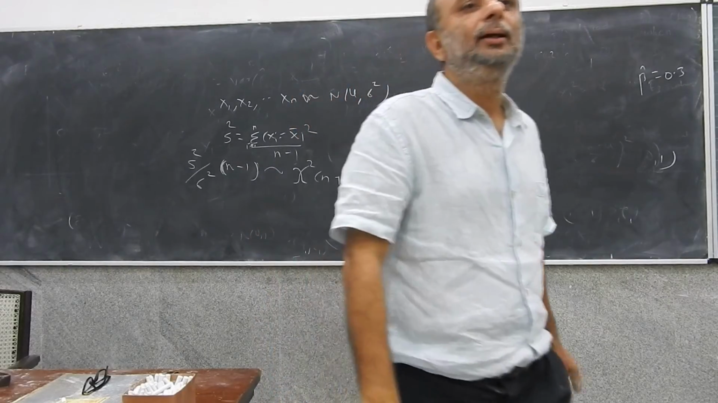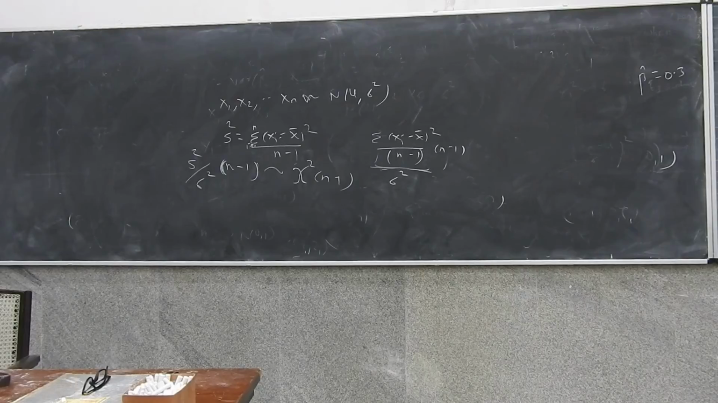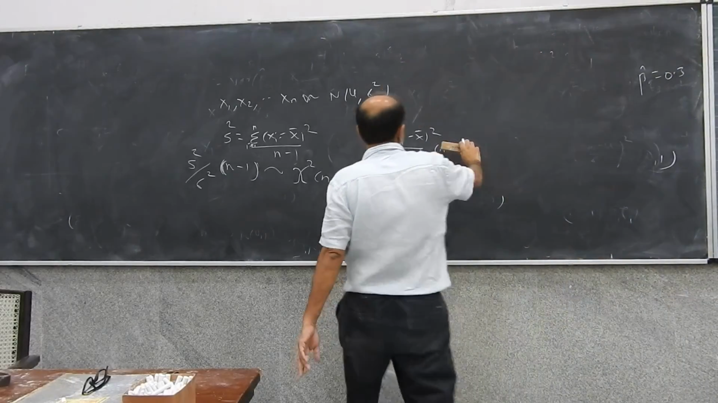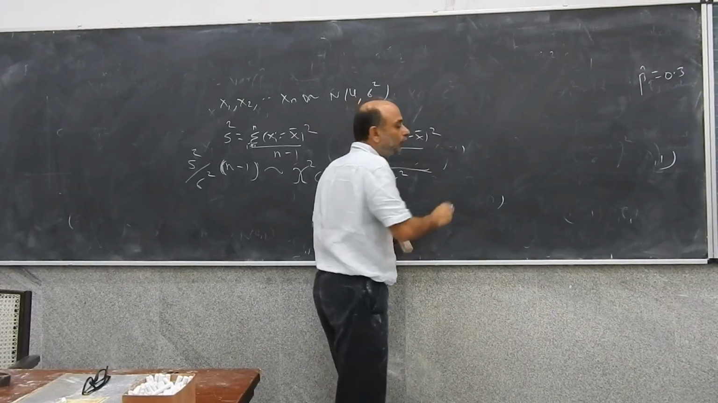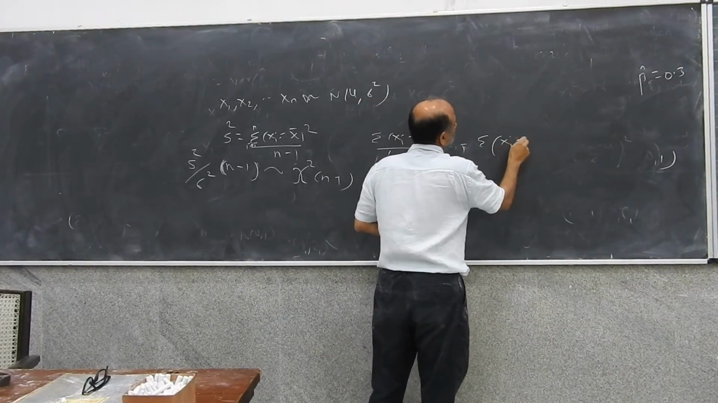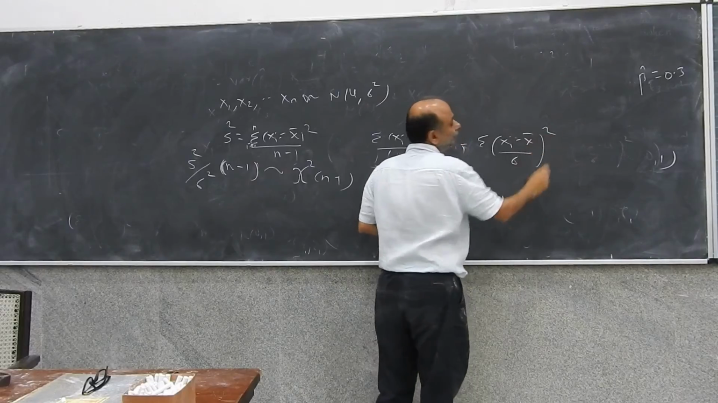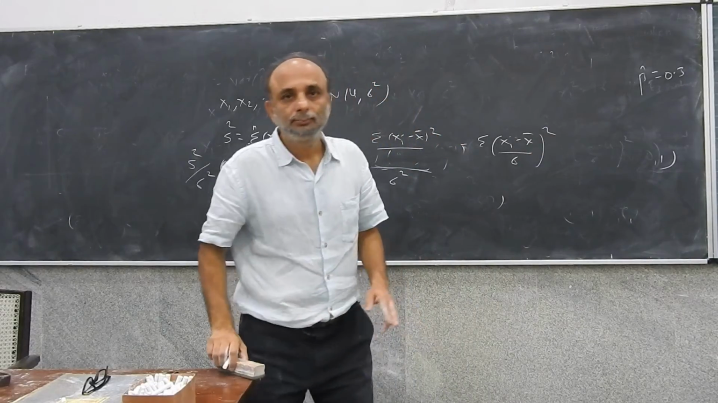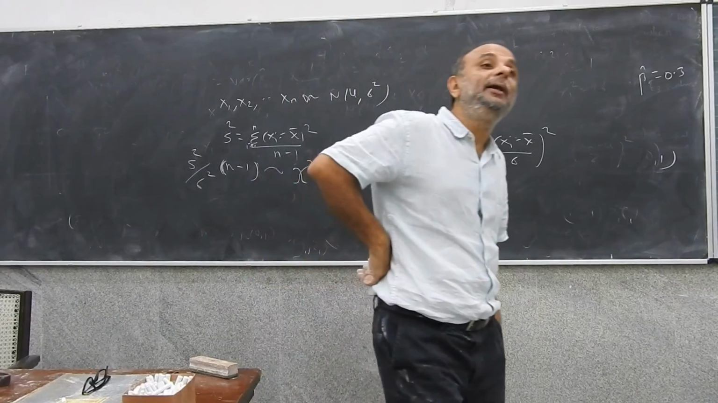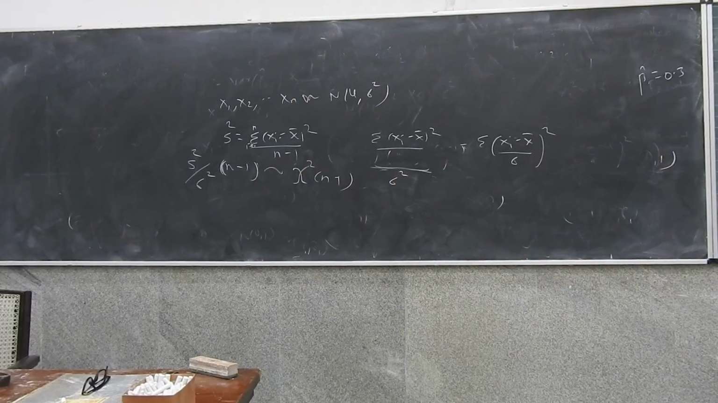What will cancel out now? n minus 1 will cancel out, right? So what is this? Now how many such independent xi minus x bars are there? n minus 1. Because the nth xi minus x bar is fixed. So what will be the degree of freedom of this?